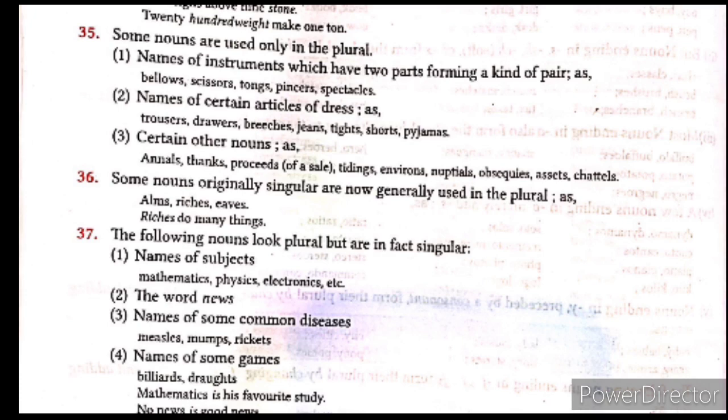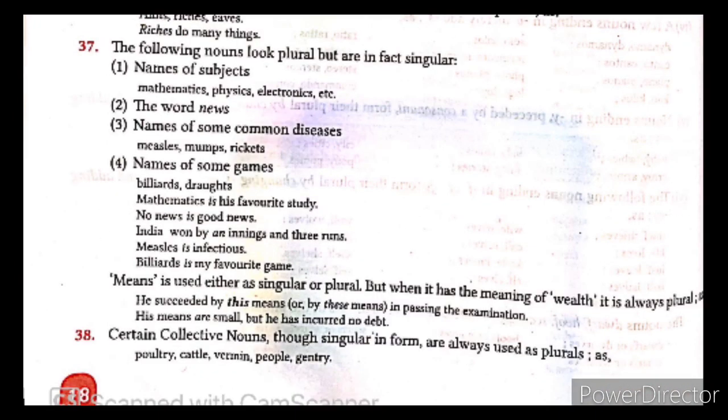Now, there are certain nouns which are only used in plural, as I have told you, like the names of the instruments which have two parts, always used in plural form. Now, names of certain articles of dress. For example, trousers. Trousers have two parts, so we always say trousers. We always use the plural form of those nouns. And there are certain other nouns which we use in the plural form, like assets, tidings. These are always used in plural form.